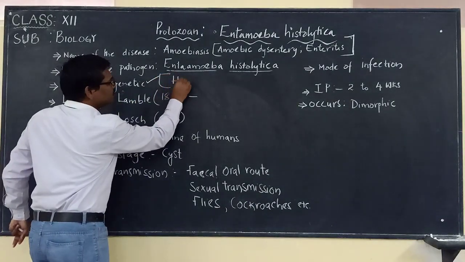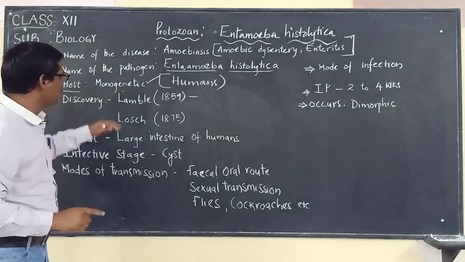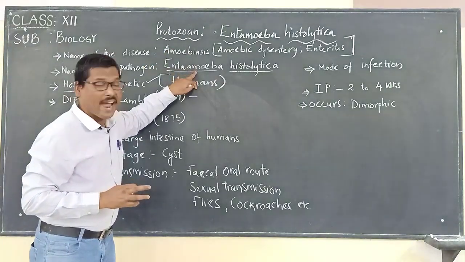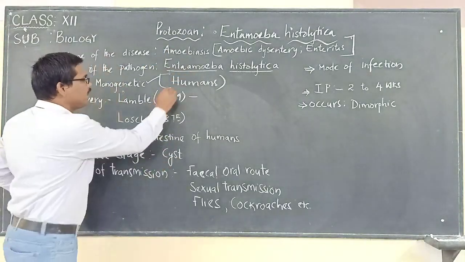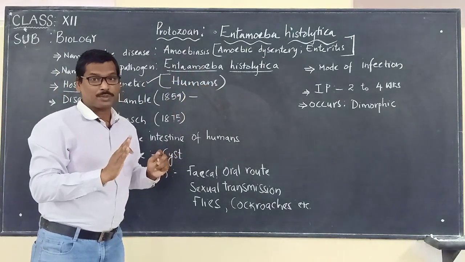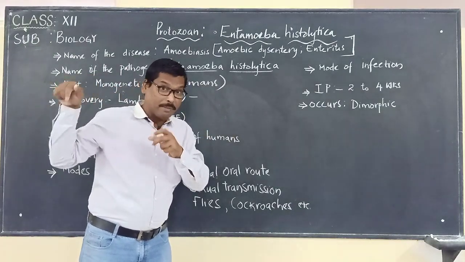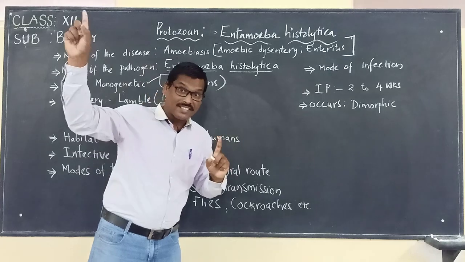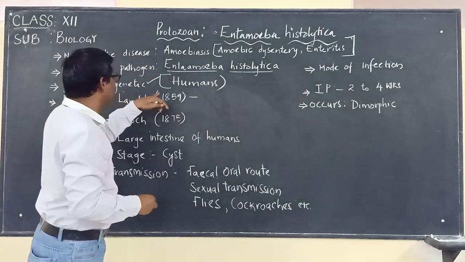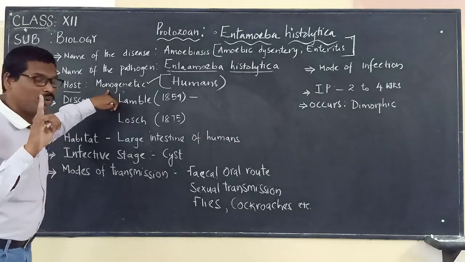Here, that organism is the human. In humans, it completes its life cycle. The complete life cycle of Entamoeba histolytica is completed in humans only. It is not like Plasmodium vivax, which completes half of its life cycle in the mosquito and the other half in humans. That is called digenetic. But here the complete life cycle is completed within humans, so we use the word monogenetic.